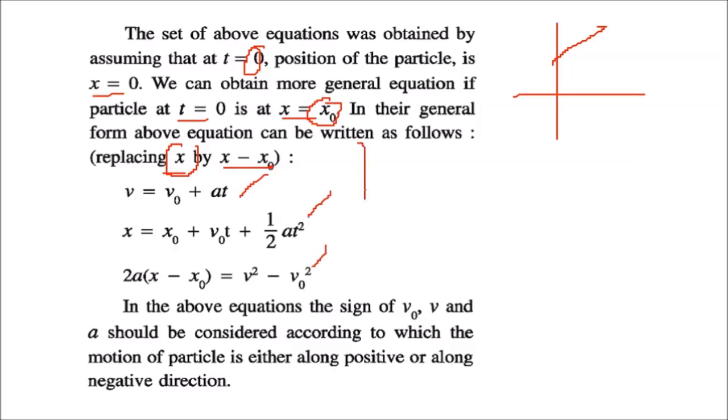In these equations, v0, v and a have to be considered according to whether the motion of the particle is going on in the positive or negative direction. So while you are putting any value here, you have to put the value with proper sign.